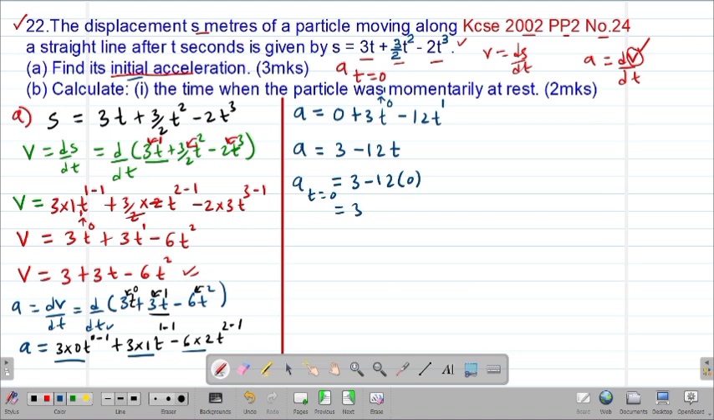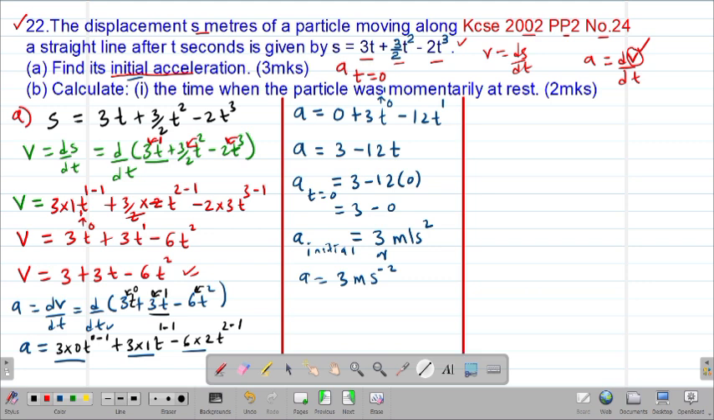So of course, this will be 3 minus 12 times 0, which gives 0. Therefore, the initial acceleration will be equal to 3. The unit for acceleration, we said, is meters per second squared. Or you can also say a is equal to 3 meters second power negative 2. So either of the two is an acceptable solution. Therefore, that was the initial acceleration of this particular body. Then we move to part B of the question, whereby we were told to calculate Roman 1.